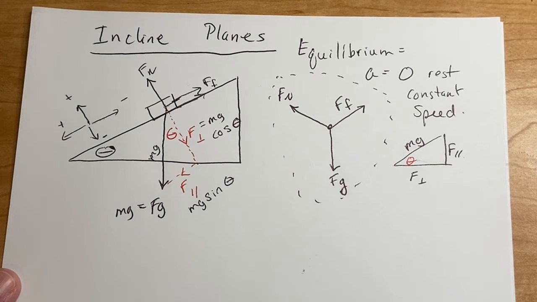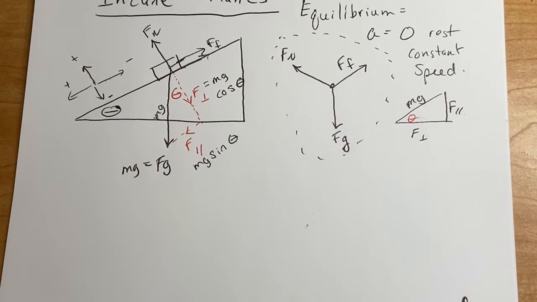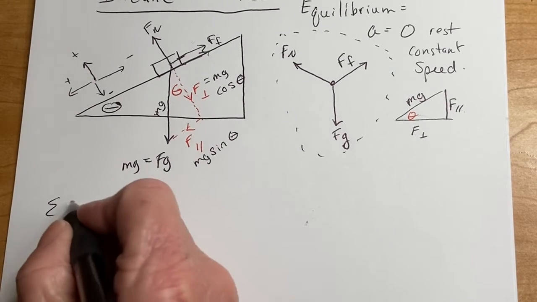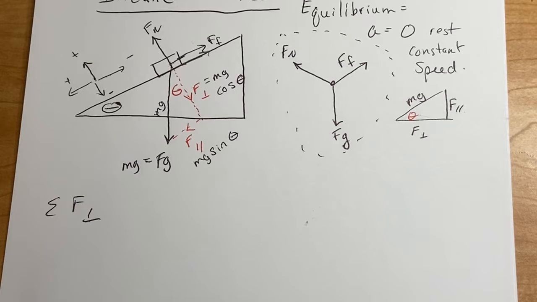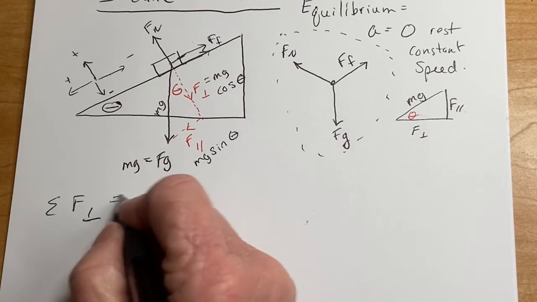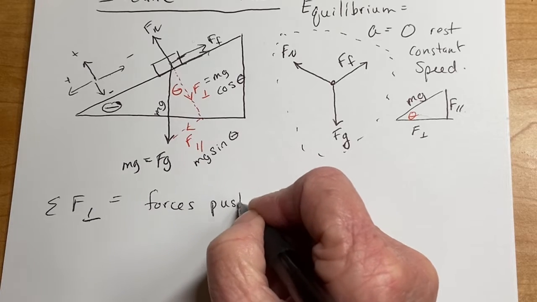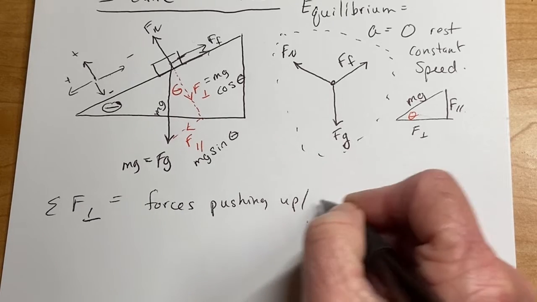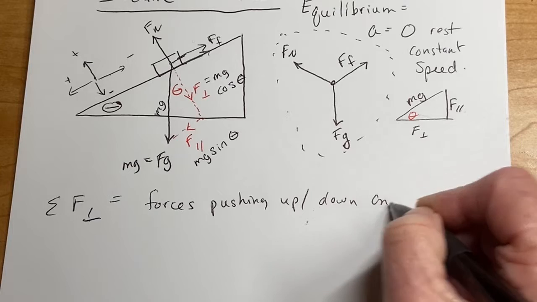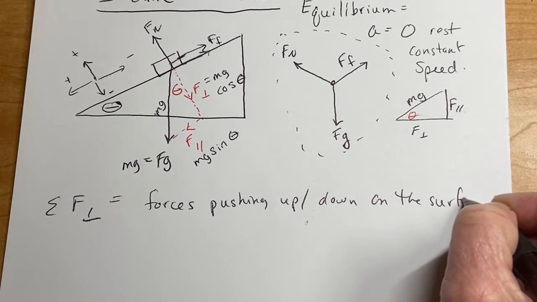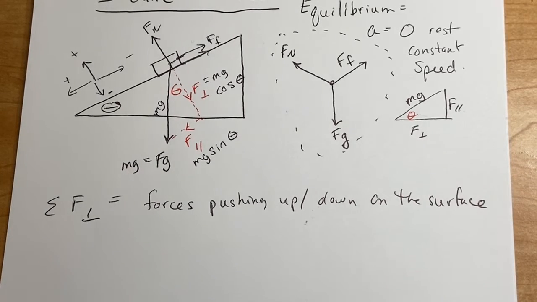All right, so instead of doing Fy and Fx, we're going to do F perpendicular. So we're going to do summation of F perpendicular. Okay, so this is the forces pushing up or down on the surface, kind of like F normal. And then F parallel, because we're not doing a summation yet, sorry.